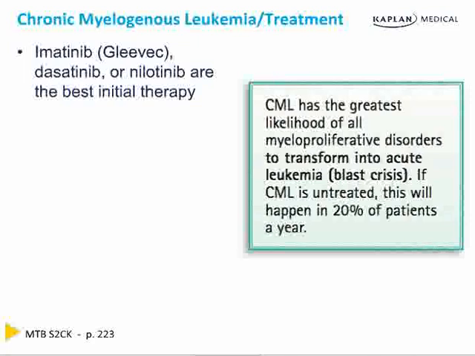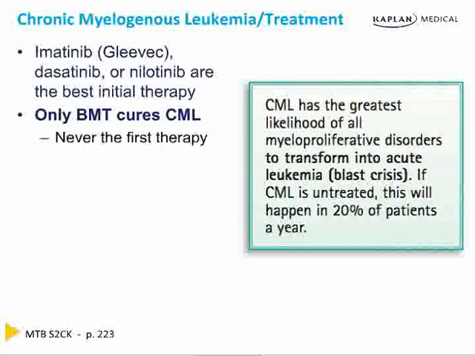If the question says, what cures it, only bone marrow transplant will cure CML. However, bone marrow transplant is never the first therapy. It is the cure, but it's not first, and we generally don't use it anymore. CML is a routine miracle where we use imatinib to stop the disorder. It may not cure it, but it controls it in most everybody.